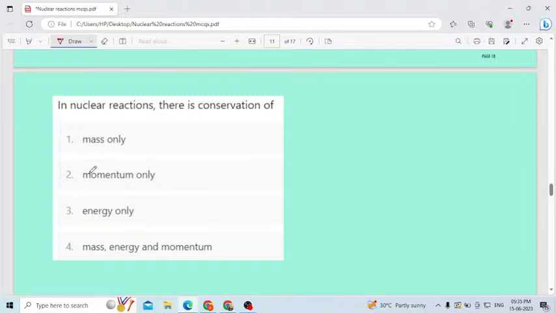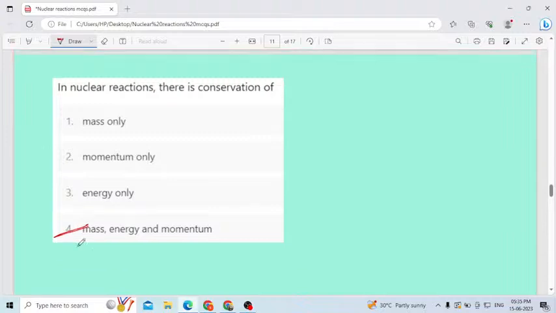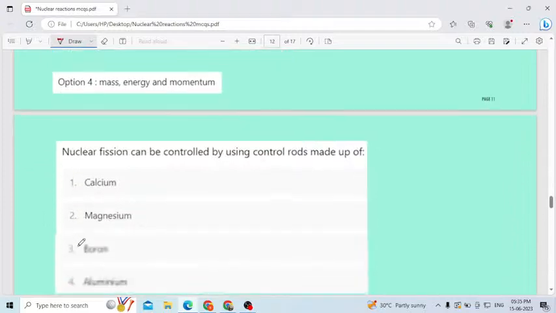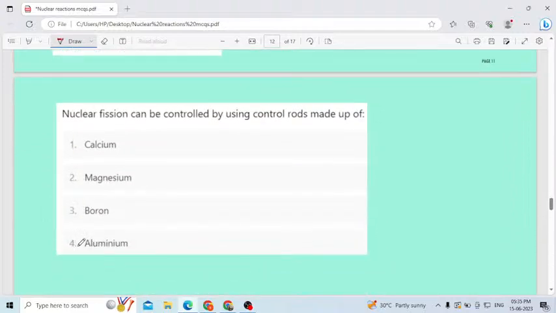In nuclear reactions, there is conservation of, first option, mass only, second one, momentum only, third option, energy only, fourth option, mass, energy, momentum. Yes, a nuclear reaction involves all three: conservation of mass, energy and also momentum. Easy topic. Nuclear reaction is an easy topic.